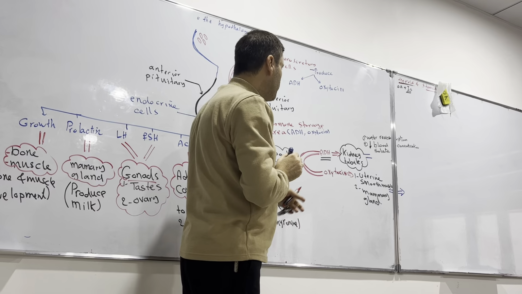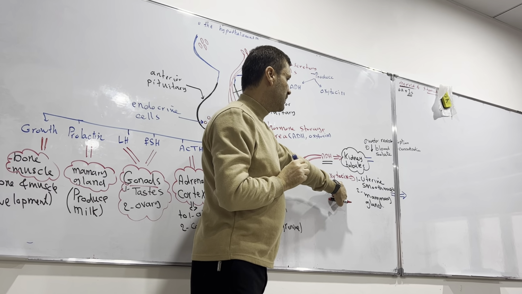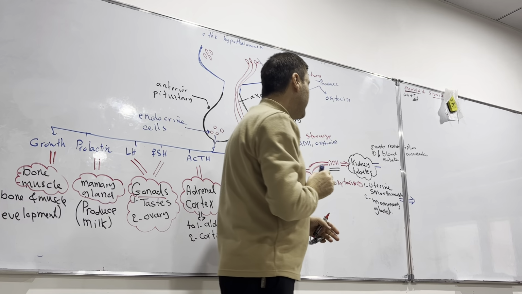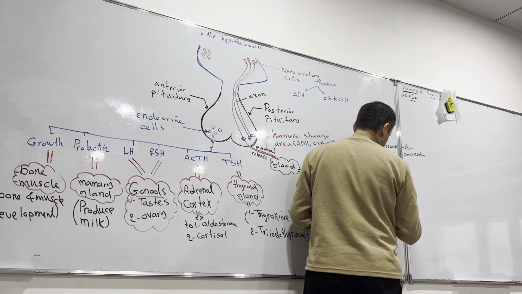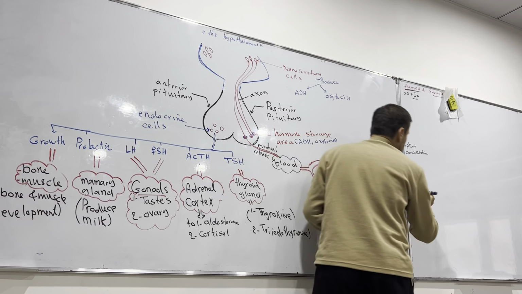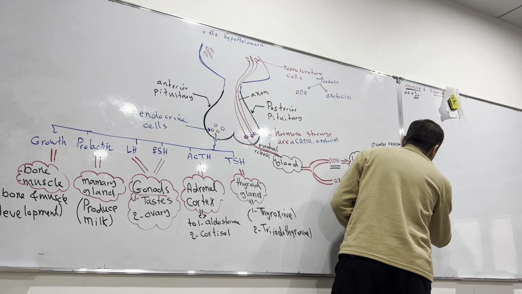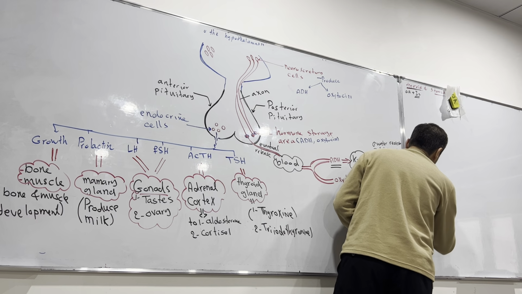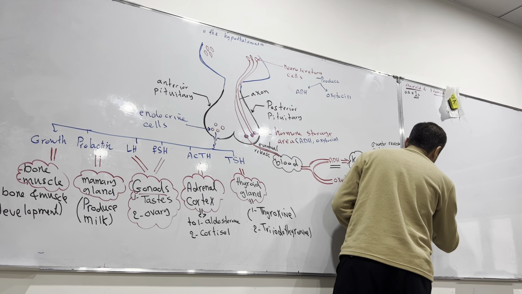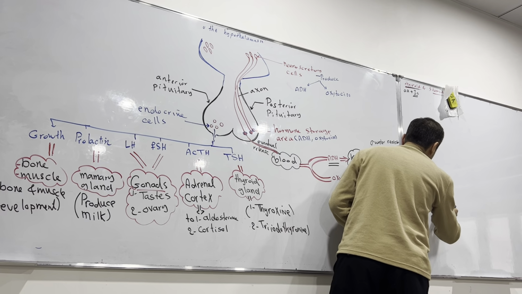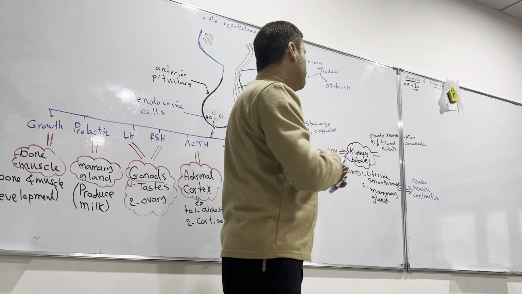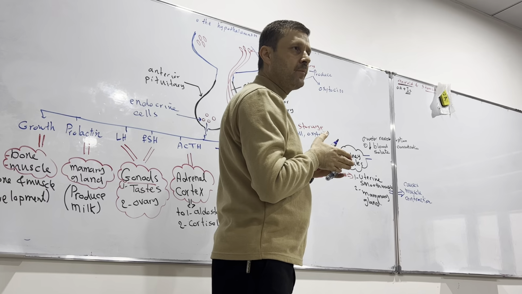Oxytocin causes the smooth muscles to contract. It causes muscle contraction during lactation and also during childbirth.